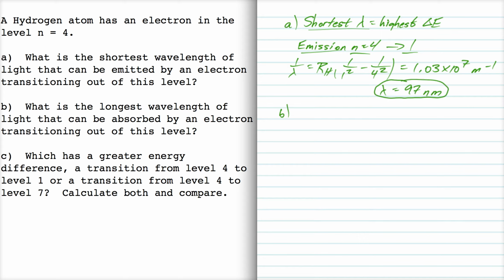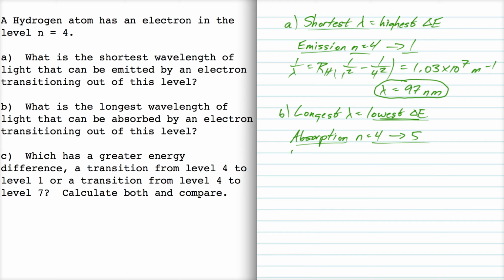Okay. For part B, the longest wavelength of light that can be absorbed. Well, the longest wavelength is the lowest delta E. Okay, and we're in absorption. And if we're starting in n equals 4, then that must mean we're going to n equals 5, right? We want the closest level so that we have the lowest energy. And we are in absorption, so that means we have to go up a level, right? So that gives me my starting and ending level.